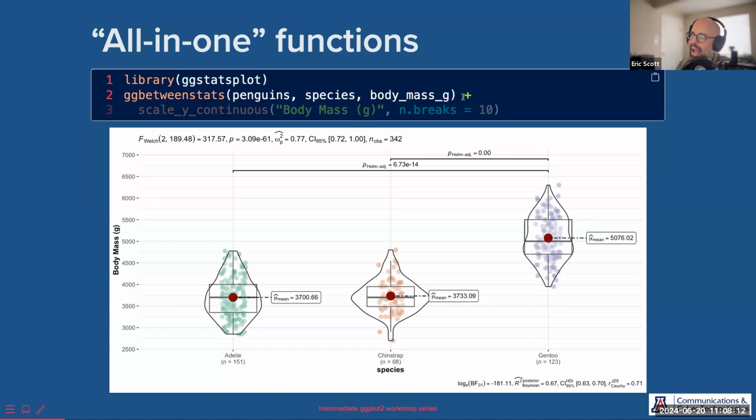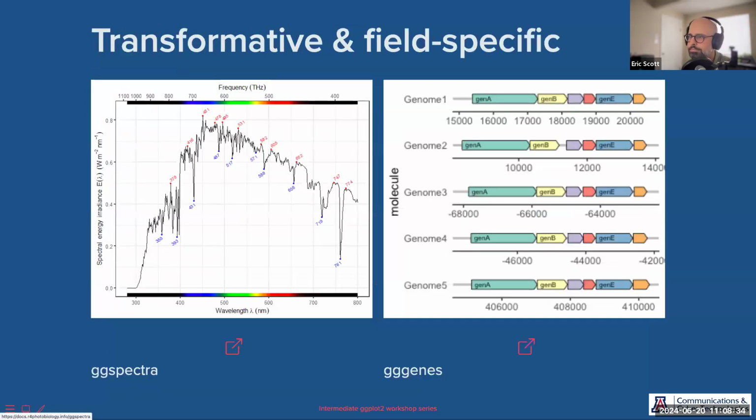So I can still add to it with the plus operator, scale_y_continuous, and I can use that to modify the y-axis breaks and the title and stuff like that. Or I could add theme to it to change the theme or change the color scale, right? So I can still interact with it like it's a ggplot2 object. So you'll see a lot of these that are sort of these all-in-one functions.